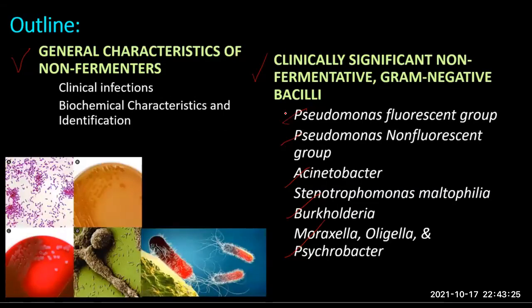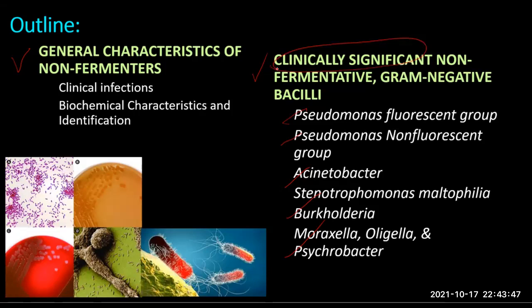So for the outline, we have two headings. We have the general characteristics of the non-fermenters, in which we will be talking about clinical infections and biochemical characteristics and ID. The second heading will be about clinically significant non-fermentative gram-negative bacilli. So we will be talking only about the clinically significant ones.